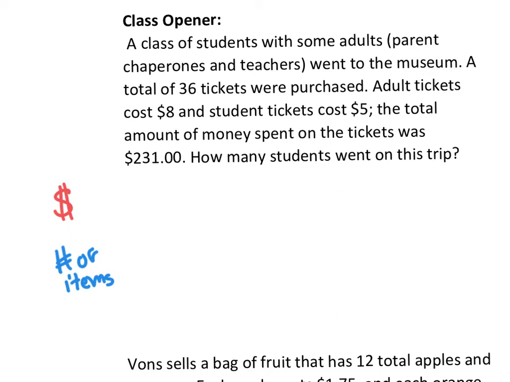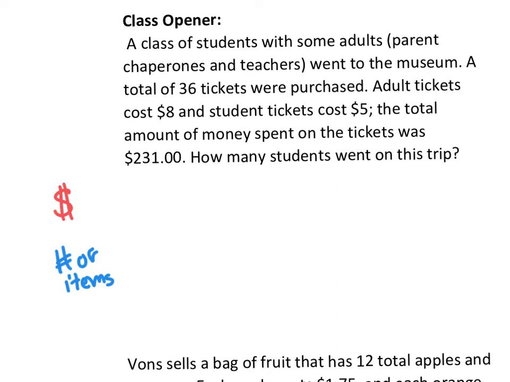On this particular question, it says a class of students with some adults, parents, chaperones, and teachers went to the museum. A total of 36 tickets were purchased. Adult tickets cost $8, student tickets cost $5. The total amount of money spent on tickets was $231. So let's begin with creating an equation based on money.